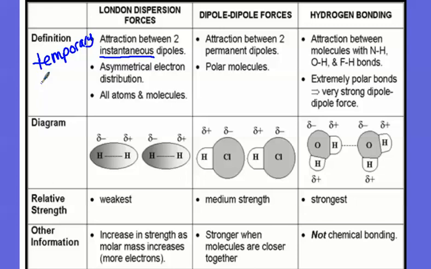You can kind of think of this as happening by chance. You happen to have too many electrons on one side of your molecule than the other. So this is a little diagram to show you what's happening. This is a very, very weak interaction. This does increase in strength as the mass increases because you have more electrons. So if you had a helium versus a xenon, the xenon's going to have a much stronger London dispersion force than helium because there's more electrons.